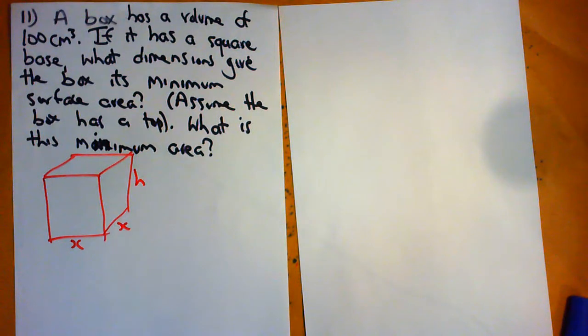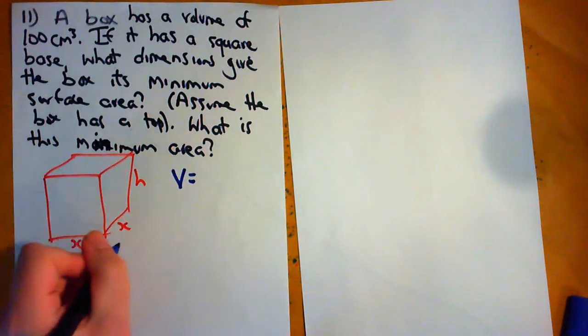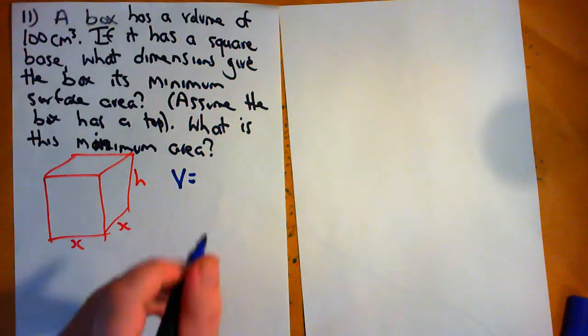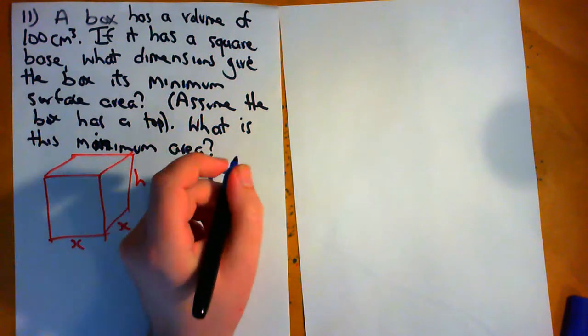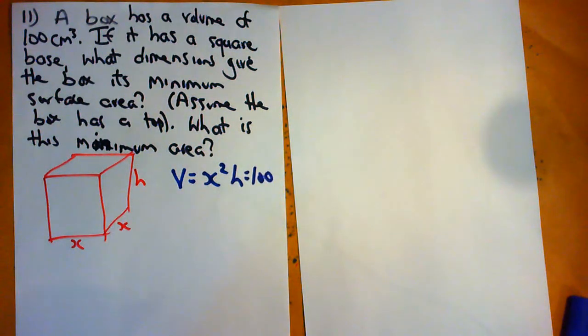Now its volume is given by its width times its depth times its height, which is x times x times h, which is x squared times h. The volume, we're told, is 100, and that gives us one equation.